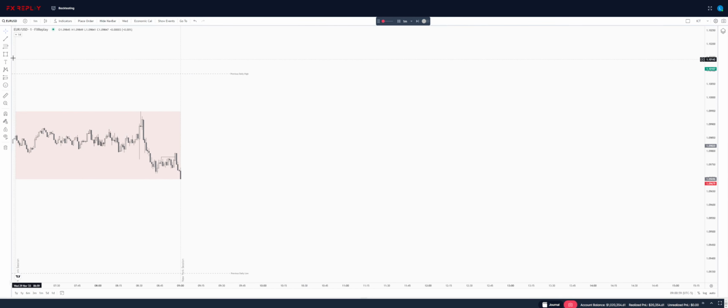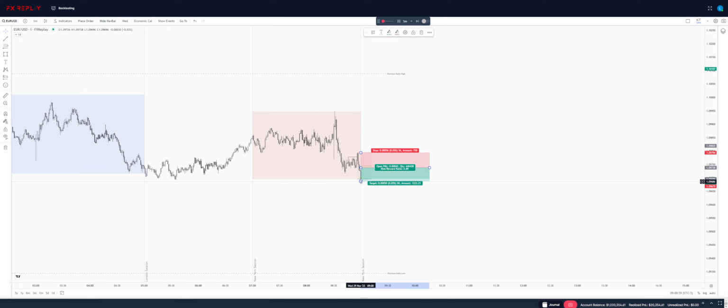So let's actually go ahead and pull our FIB tool already. And as we can see, I'm sure that price is going to move lower still, but I don't want to be left out of my trade if price does tag this fair value gap.